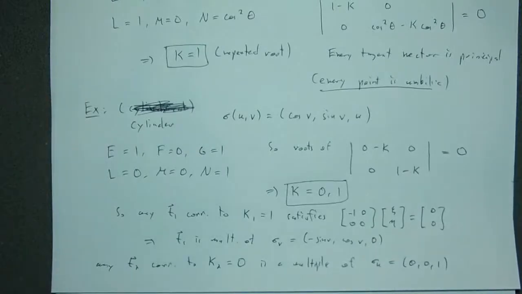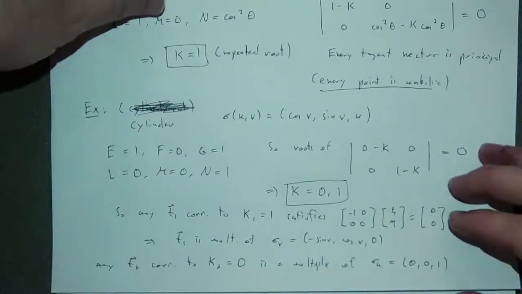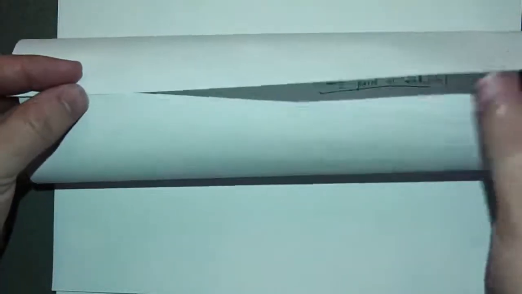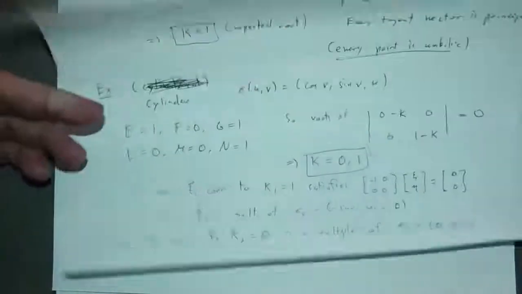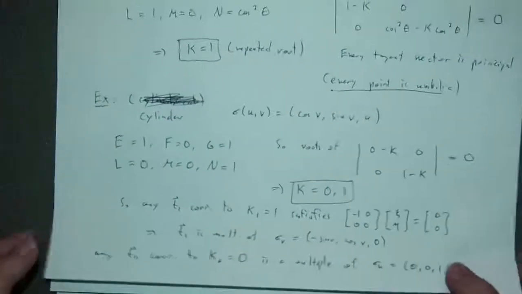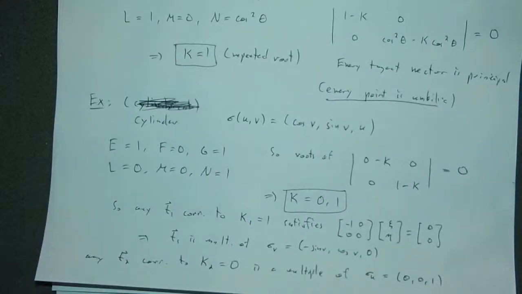So this exactly characterizes our cylinder perfectly. The t1 is going to be a multiple of sigma v, which in the way that I folded it up here would be going down this way. And t2 is going to be some multiple of sigma u, which is (0, 0, 1), pointing this way in this picture, with how the cylinder's wrapped up. So this exactly explains what's going on there in terms of these principal curvatures.